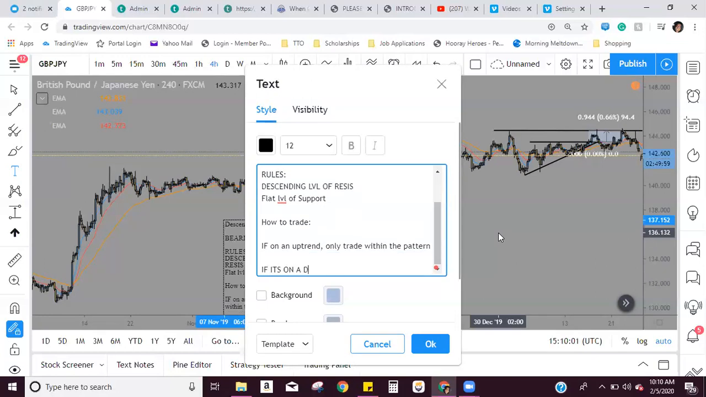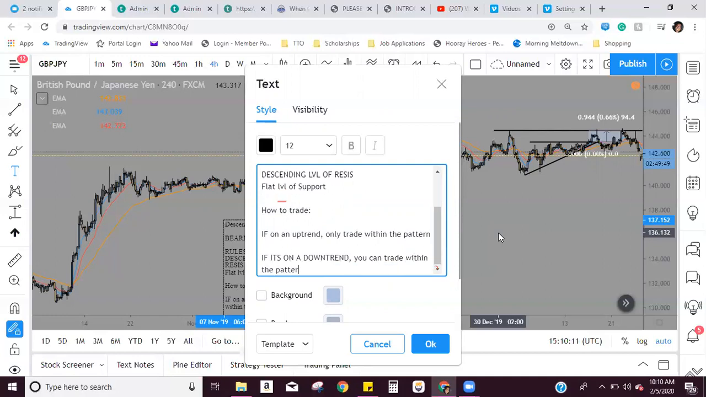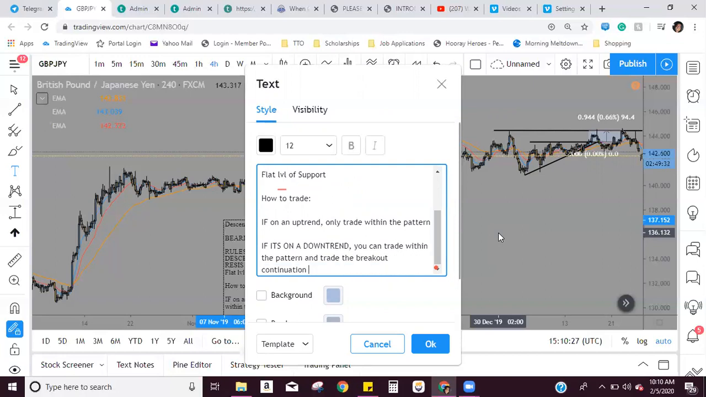If it's on a downtrend, you can trade within the pattern and trade the breakout continuation sell. So I'm going to show you an example of this.